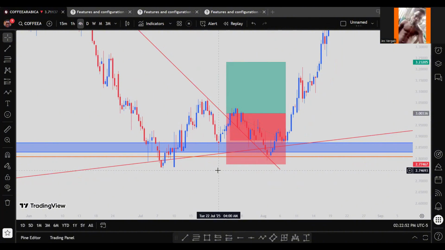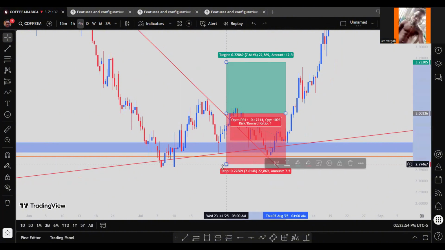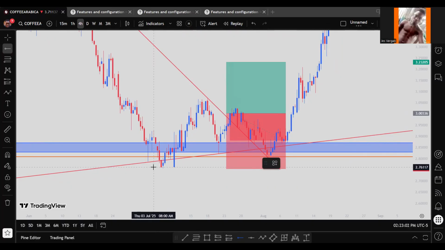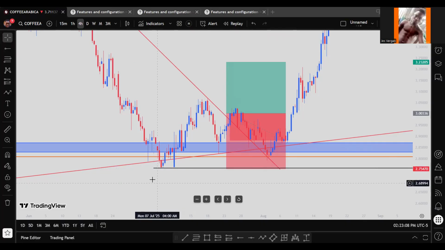But what saved me is that I put my stop loss below this level here. This was the last low here. If you are placing your stop loss, let's not talk about the take profit yet. If you are buying, you should put your stop loss below the last low that price created at that point.